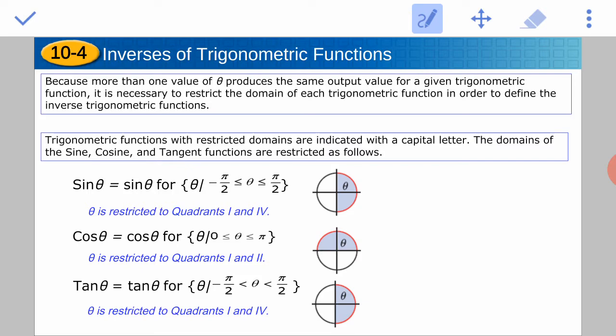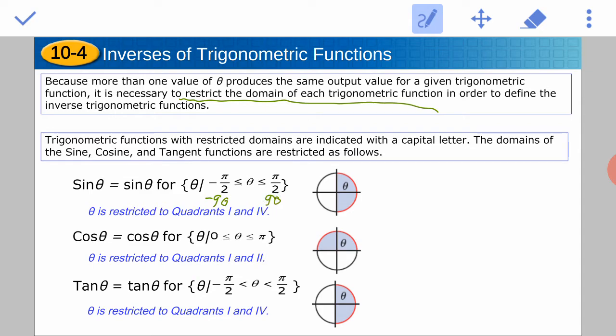Because more than one measure of theta, as you have seen in example number 1, produces the same trigonometric ratio, it's very necessary and very useful to restrict or limit the domain of each trigonometric function. If we can limit the domain, we will get fewer possibilities and fewer answers. The sine function in the restricted domain is defined when the angle theta is greater than or equal to negative pi over 2, or negative 90, and less than or equal to pi over 2, or 90.